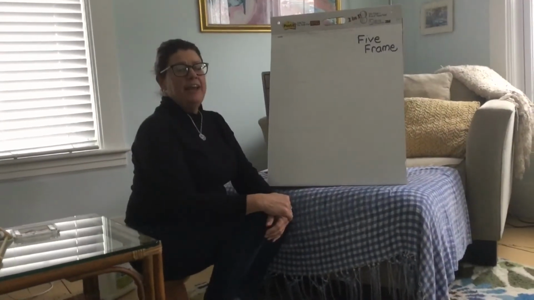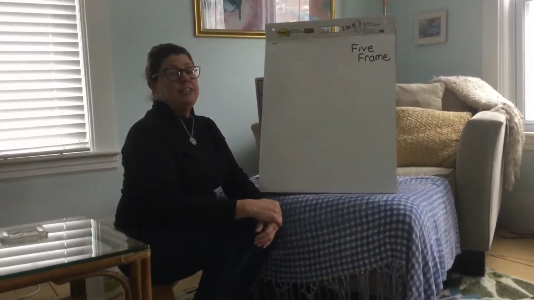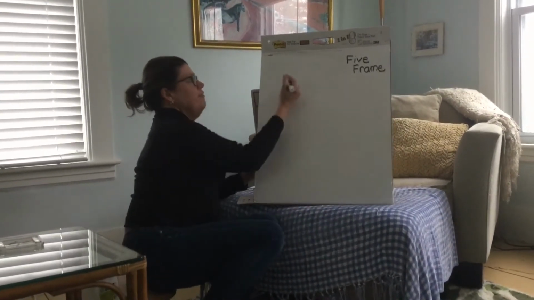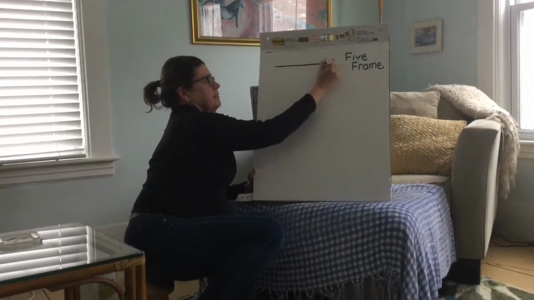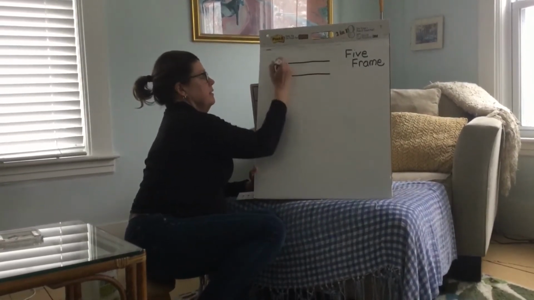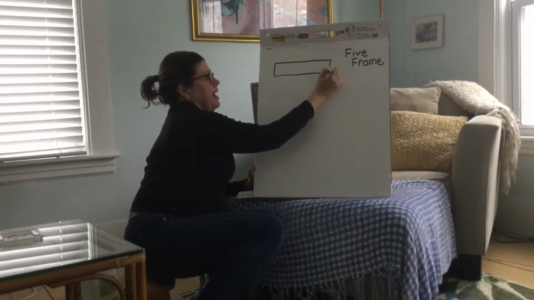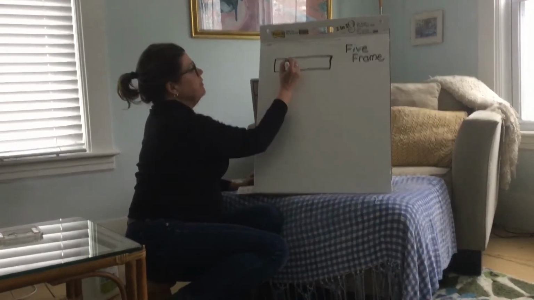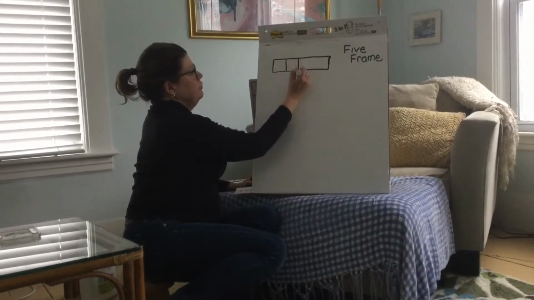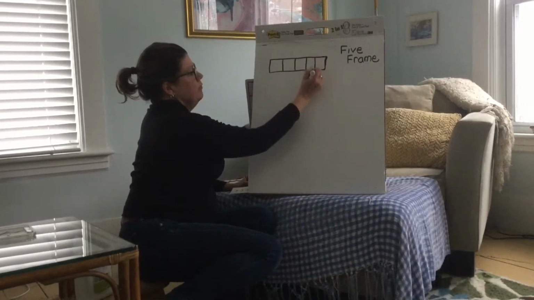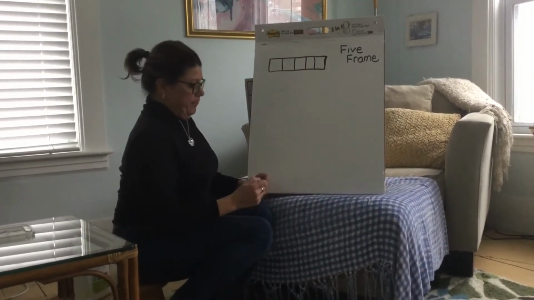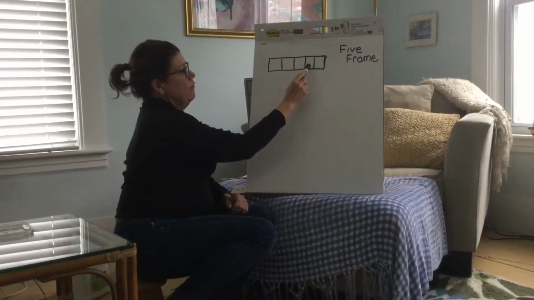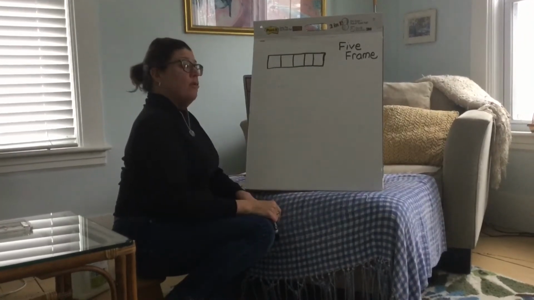Friends, today we're going to do some math activities using a 5-frame. You know what a 5-frame is. A 5-frame is a rectangle that has been divided into 5 equal parts by drawing 4 vertical lines, 1, 2, 3, 4, from top to bottom to make 1, 2, 3, 4, 5 squares or frames.